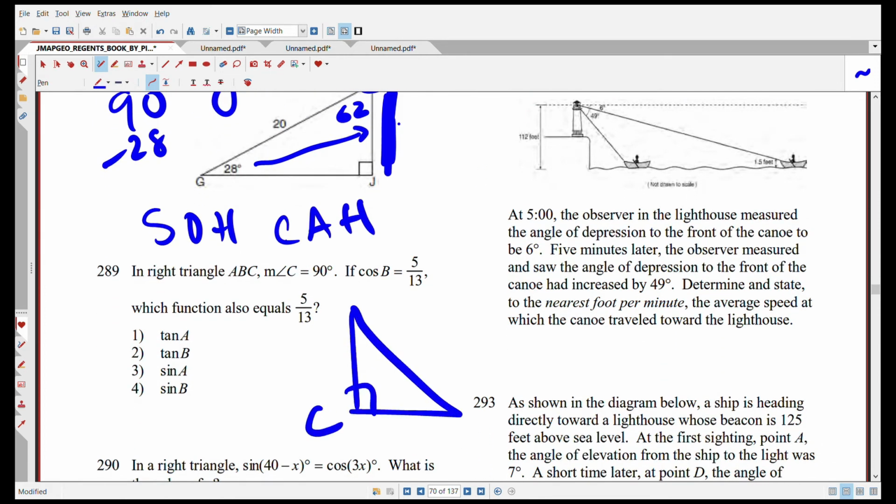Angle C is 90. I'll put A and B wherever I want. Cos of B is adjacent over hypotenuse. What also equals 5 over 13? Well, opposite over hypotenuse, the sine of A.